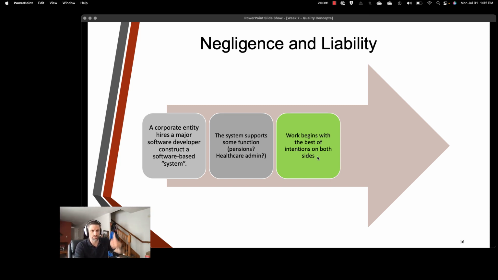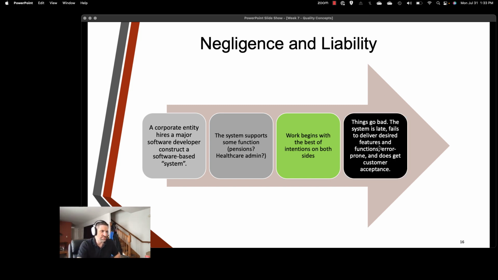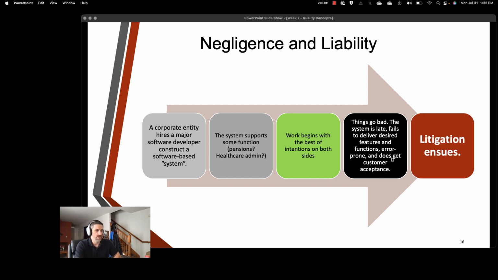Everyone's eager and on board. We're actually having some meetings, communicating, requirements are being set. We're in good shape. Sadly, things go bad. The system is late, fails to deliver desired features and functions. It's error-prone and does not get customer acceptance. Perhaps it violates HIPAA and does not account for patient information. And then litigation ensues.